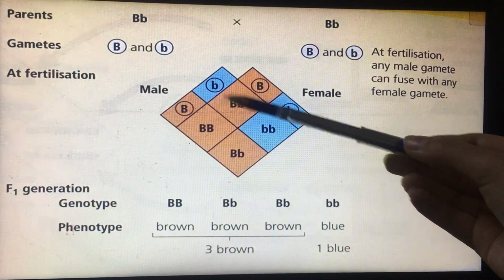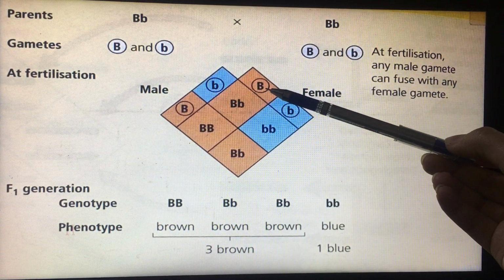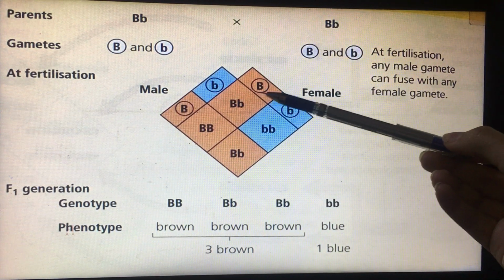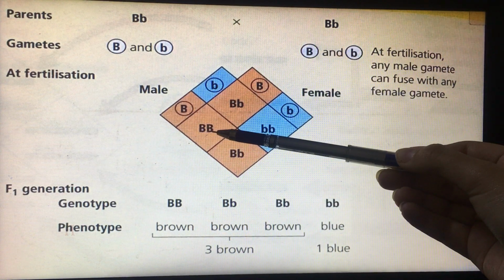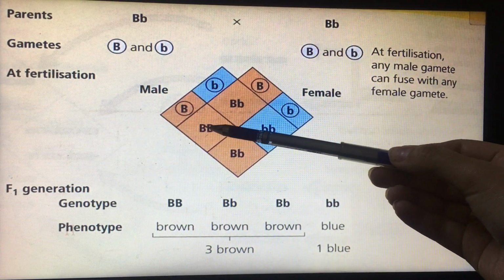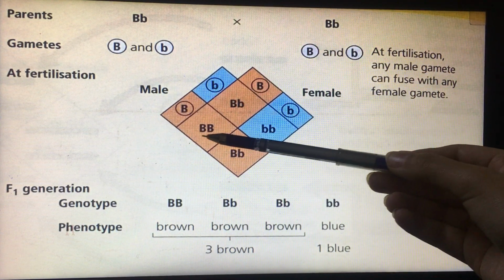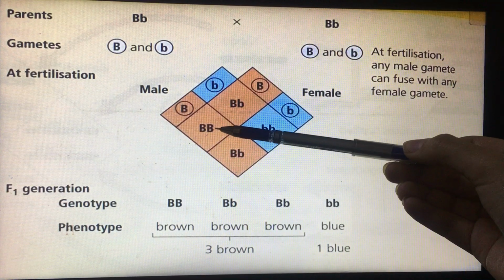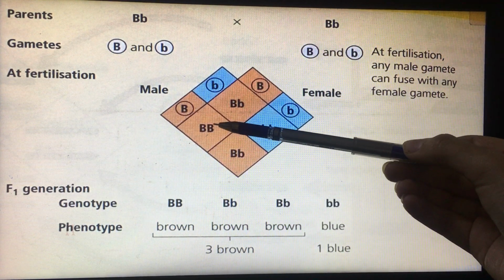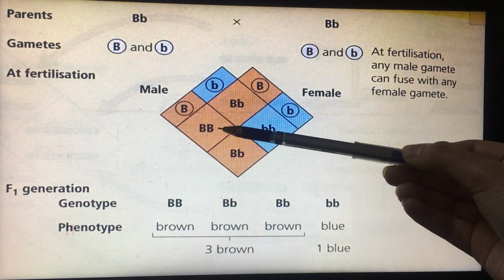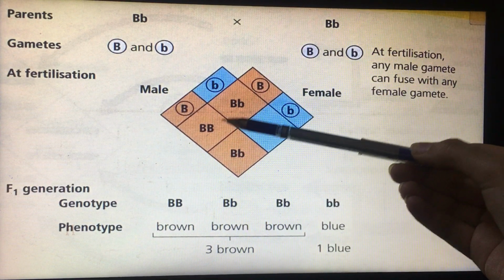Okay. Now what will happen when B capital from the male fuses with B capital from the female? That will produce this genotype. But also the presence of B capital, which is dominant, will tell us that this genotype will give us the phenotype brown eye color. Okay, so until now we have two offspring with brown eye color.